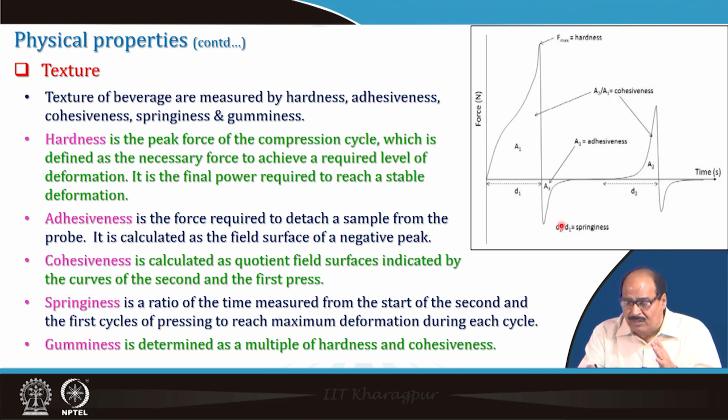So here you see springiness. Gumminess is determined as a multiple of hardness and cohesiveness. You multiply hardness and cohesiveness, and the product will be gumminess.